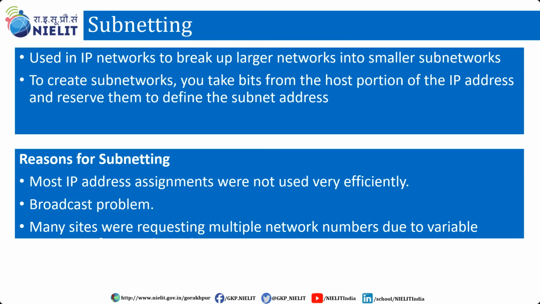And by subnetting, we can divide the large network, a large broadcast domain with problems, into smaller broadcast domains. With one network of 65,534, if one PC broadcasts, that broadcast will propagate to all 65,000 computers. If we divide it into smaller parts, making a smaller subnet of 500 computers, then the broadcast of that single network will remain limited to only 500 computers. Many ISPs were requesting multiple network numbers due to the variable number of customers.